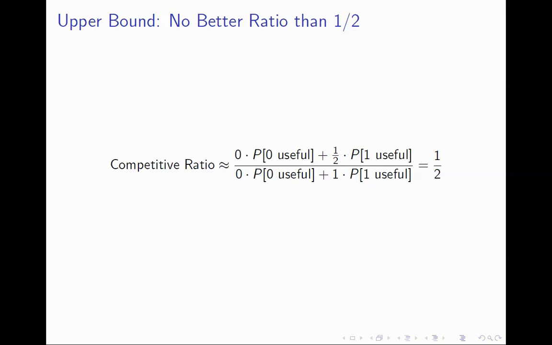And in that case, the probability of 1 useful job arriving cancels out, and we get a competitive ratio of 1/2. This is a bit hand-wavy, but if you take a look at the paper, you can see a full rigorous argument that you cannot get a competitive ratio better than 1/2.